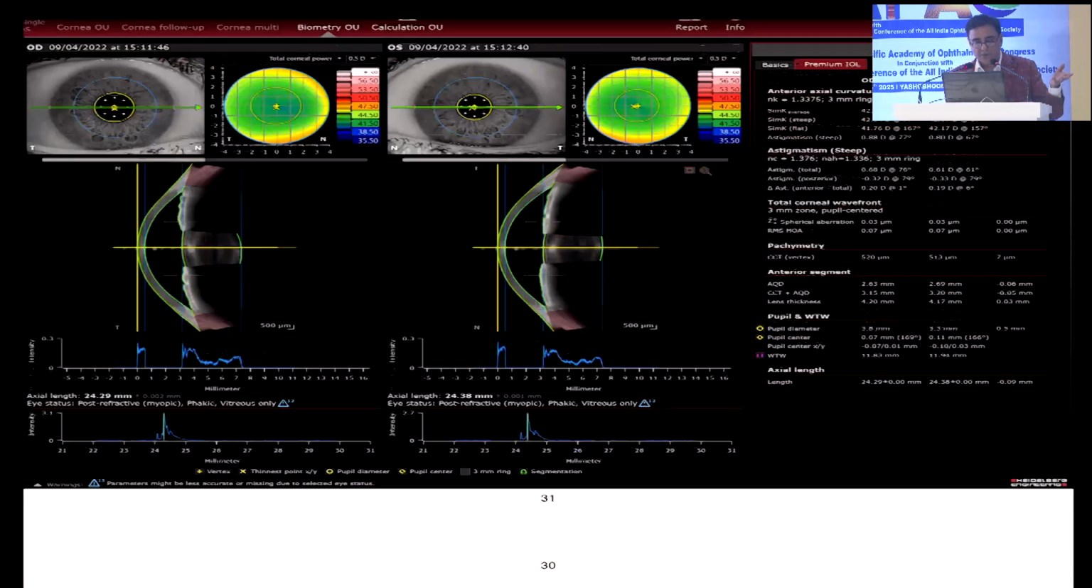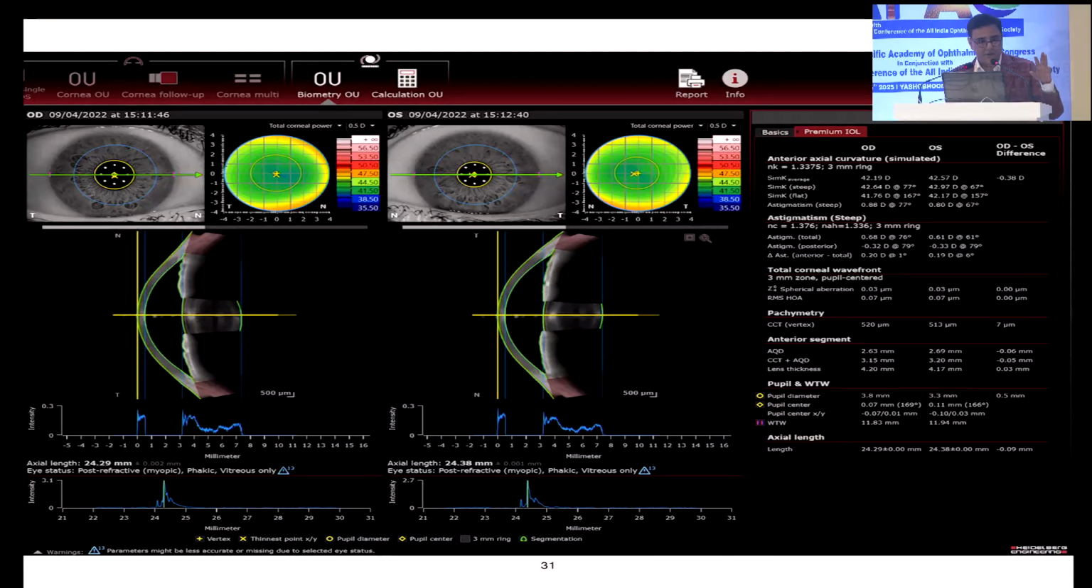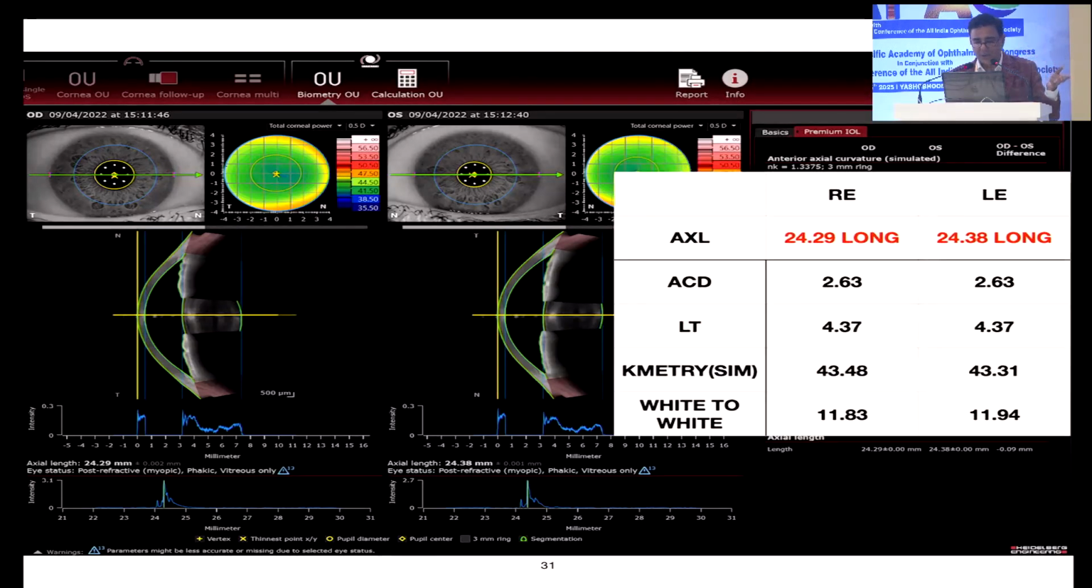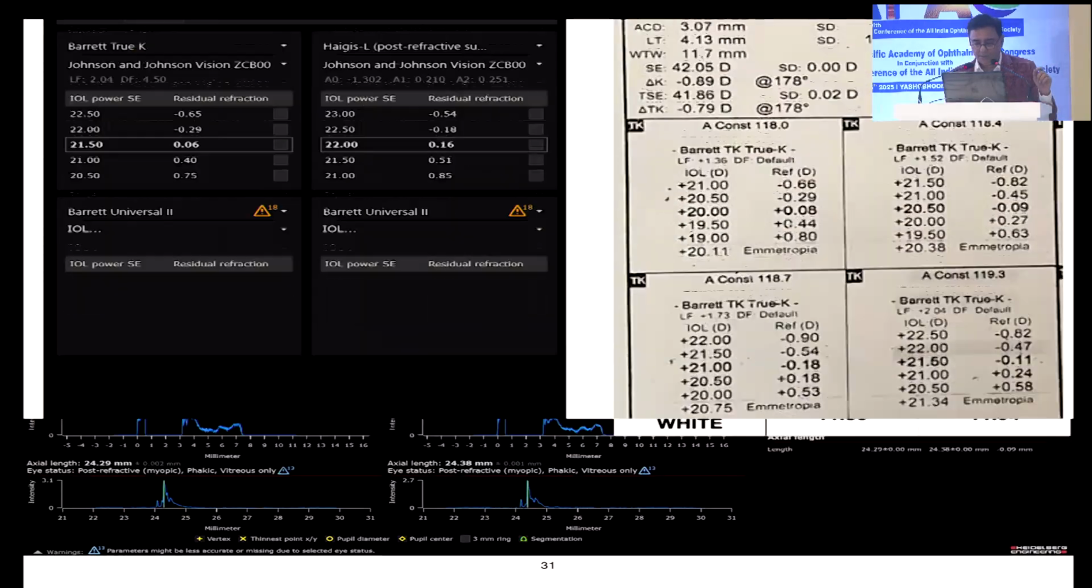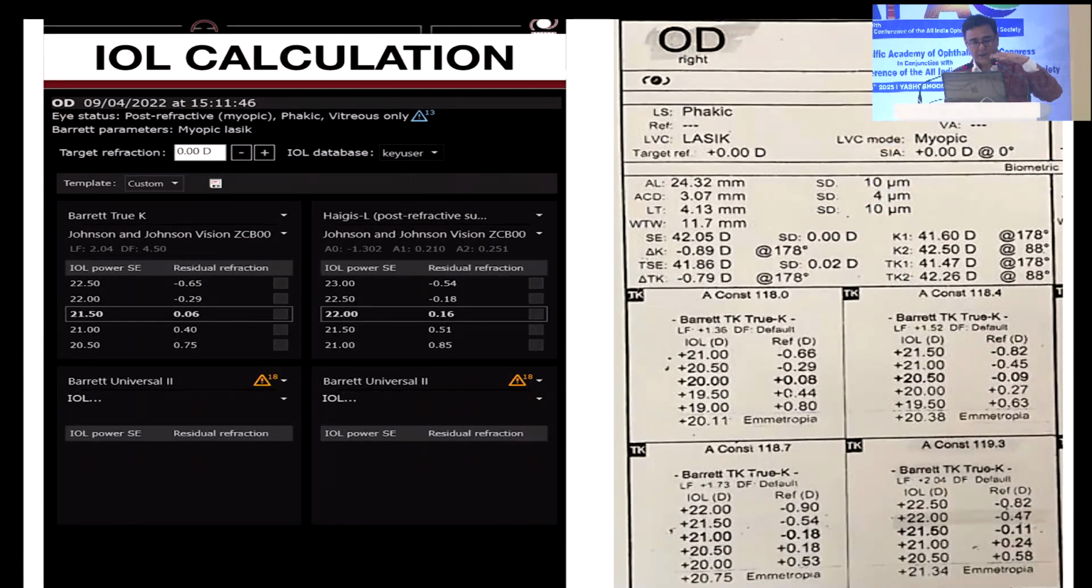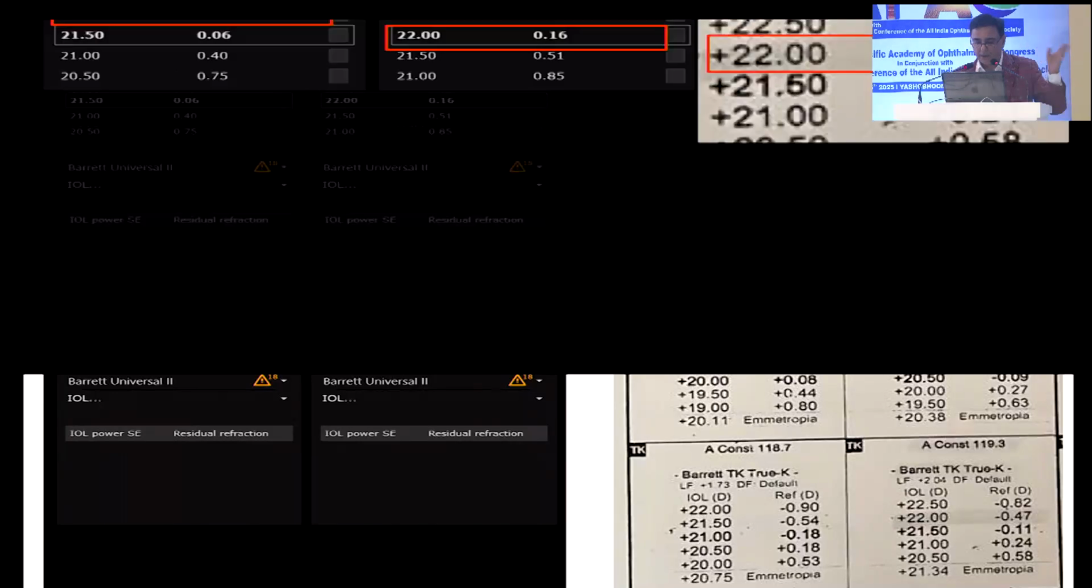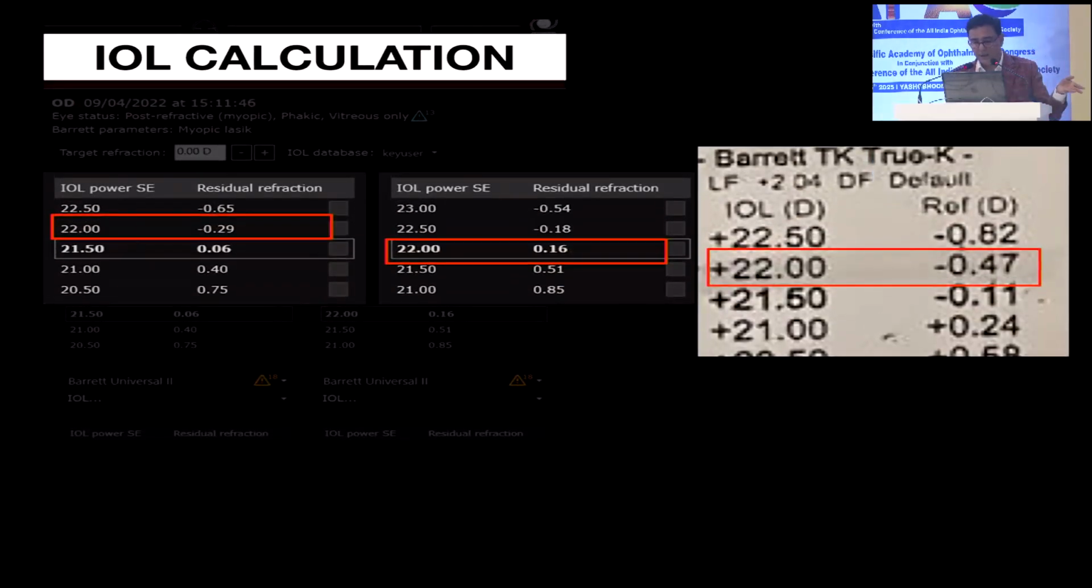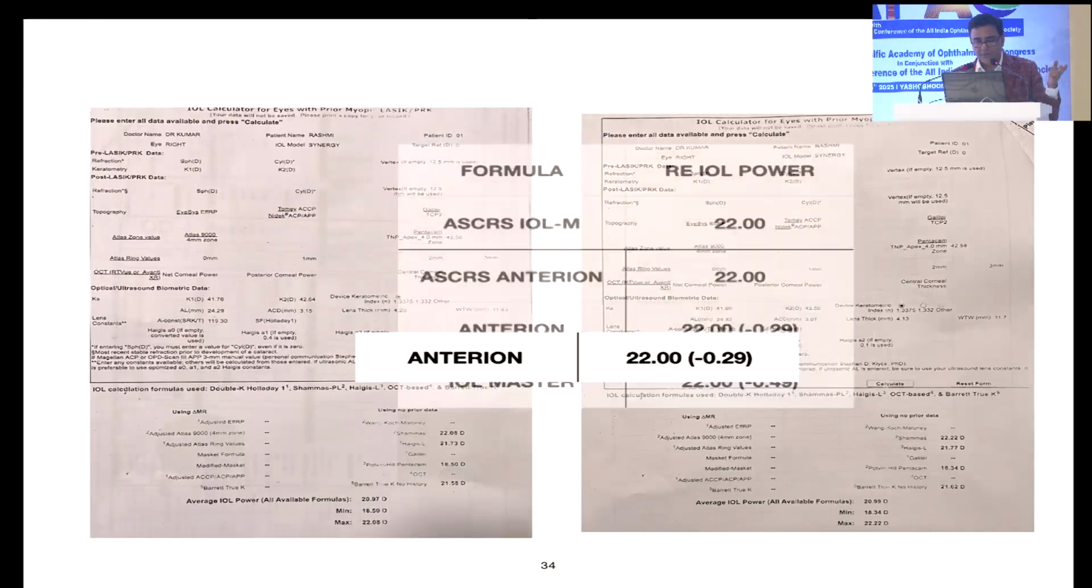Suppose the patient underwent myopic LASIK. So a big advantage here, you don't have to really worry. Again, put in all the data. You can see normal ACD, lens thickness of 4.37, but a long eye because it's a myopic LASIK. Again, I did all the other formulas, the Haigis-L and the Barrett 2K, etc. And even the Hill RBF, and the calculation was, so we have 3 pieces of information.